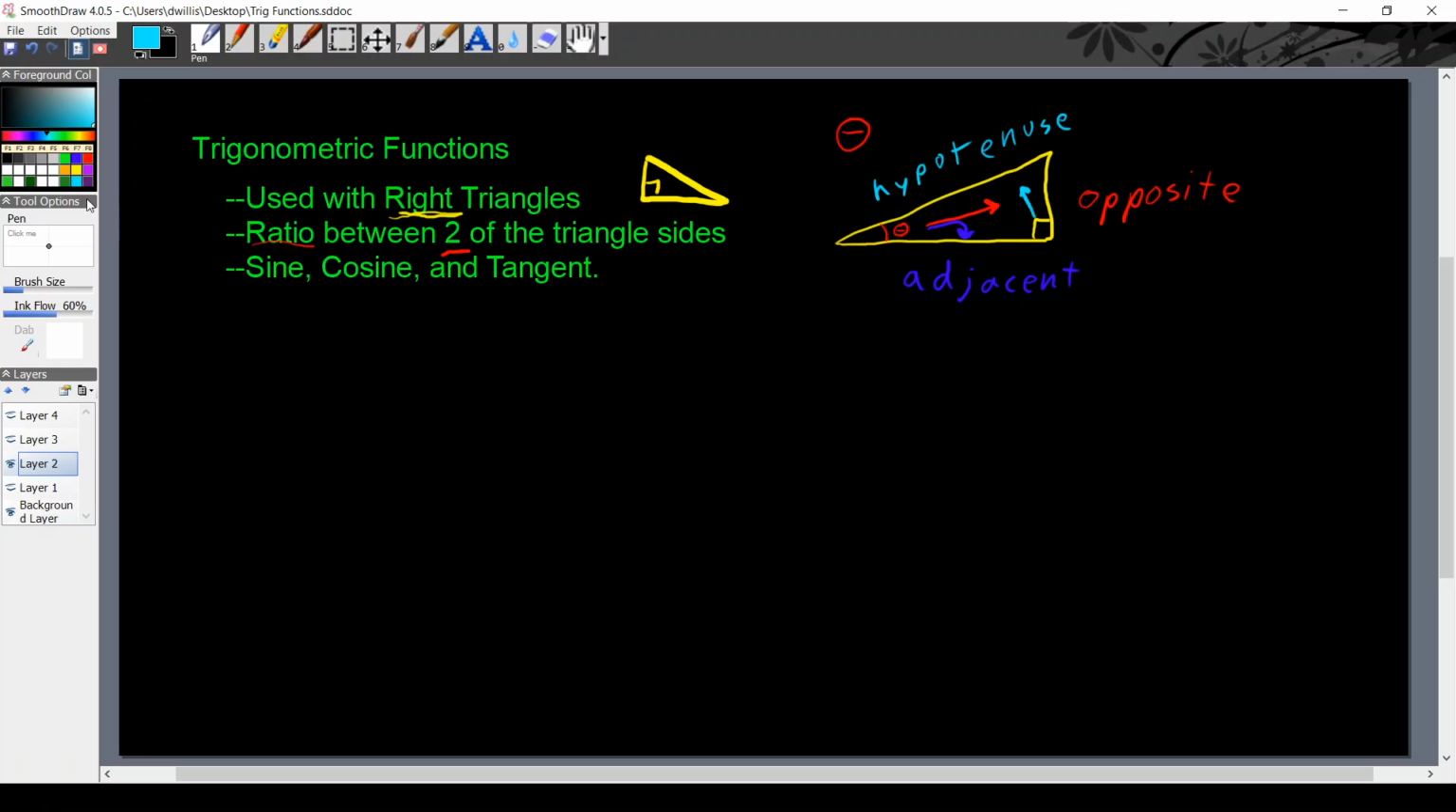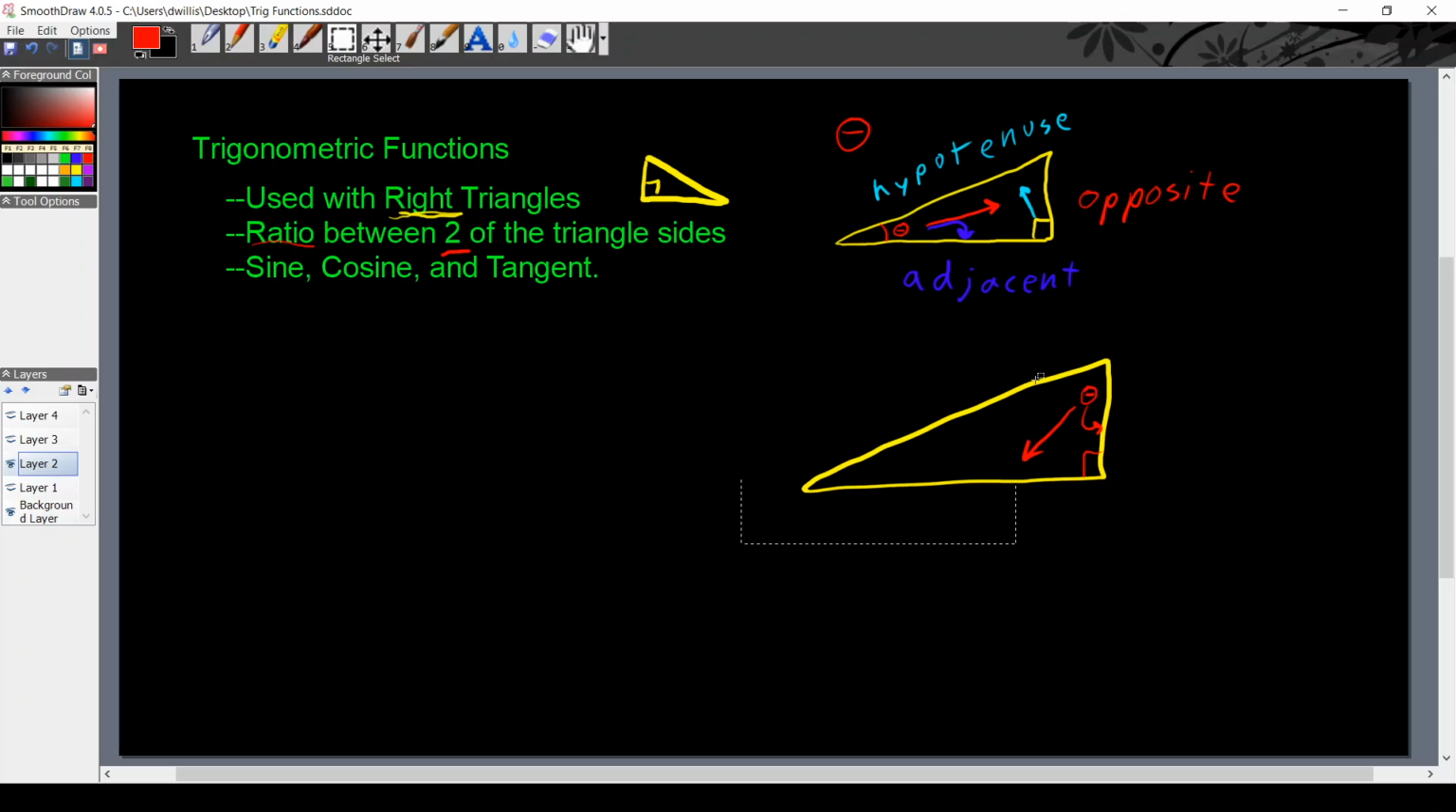If I had drawn my triangle this way and chosen to put theta in this corner, then the opposite side would have been here, the adjacent side would have been this one, and of course the hypotenuse is still the longest one directly across from the right angle. Okay, so that is that.